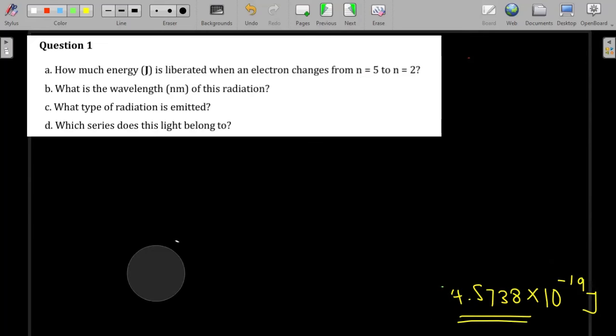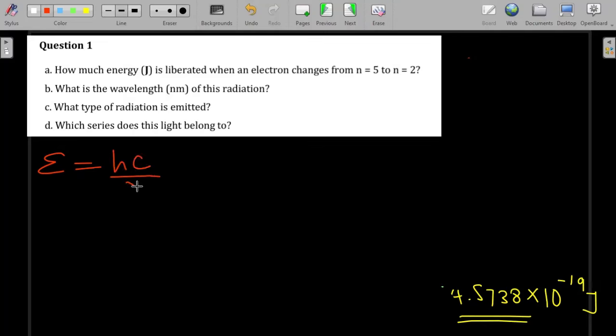For B, they're asking, what is the wavelength in nanometers of this radiation? There we're going to make use of this equation: energy is equal to Planck's constant multiplied by the speed of light over the wavelength. We can make the wavelength the subject of the formula here by cross multiplying.